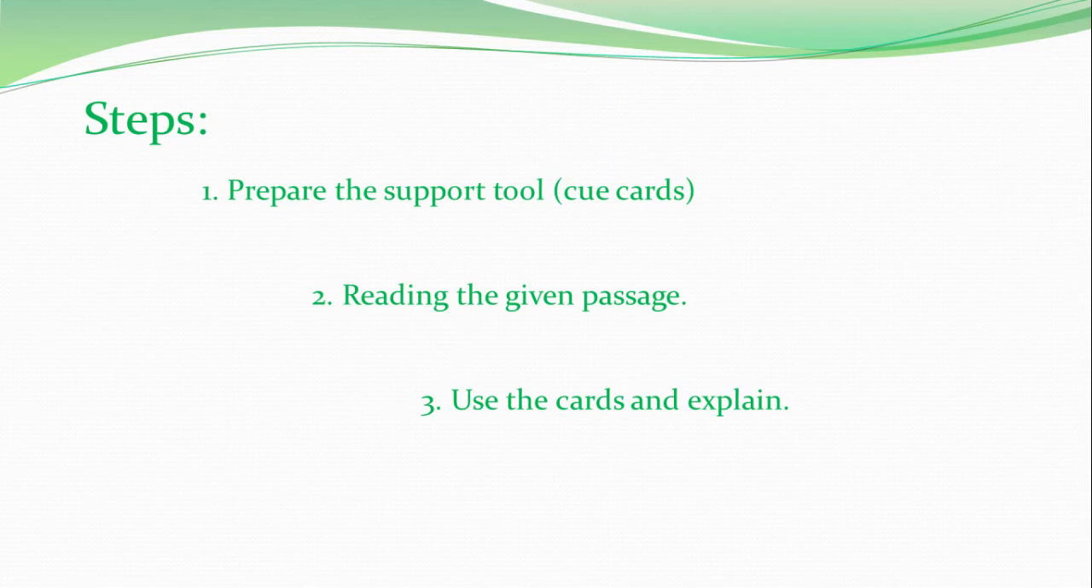Step number 2, ask students to read the passage one by one. Students are asked to read one sentence in the paragraph and continue by the next student. Step number 3, after a student finishes reading a sentence, the teacher asks that student to show the cue card.